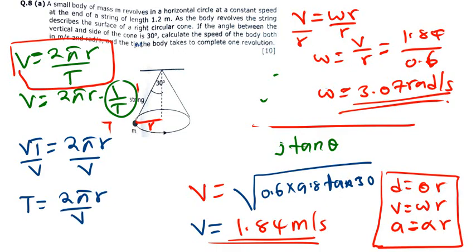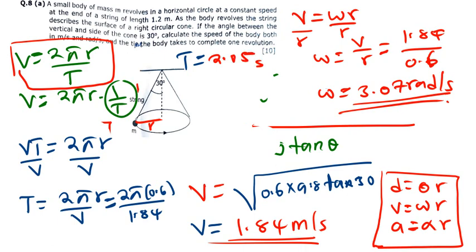Plug in the values. 2π, the radius was 0.6, divided by the velocity, which is 1.84. What is the period? 2 times π times 0.6 divided by 1.8. I want 3 or 4 people to give me answers. 2.05 seconds. So it took about 2.05 seconds to complete one revolution.